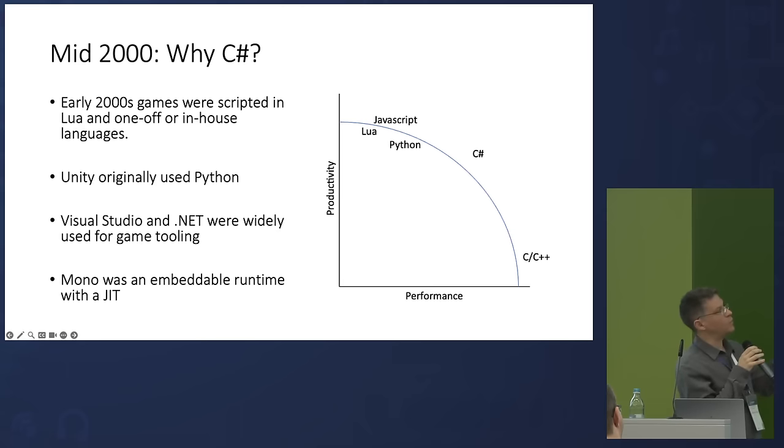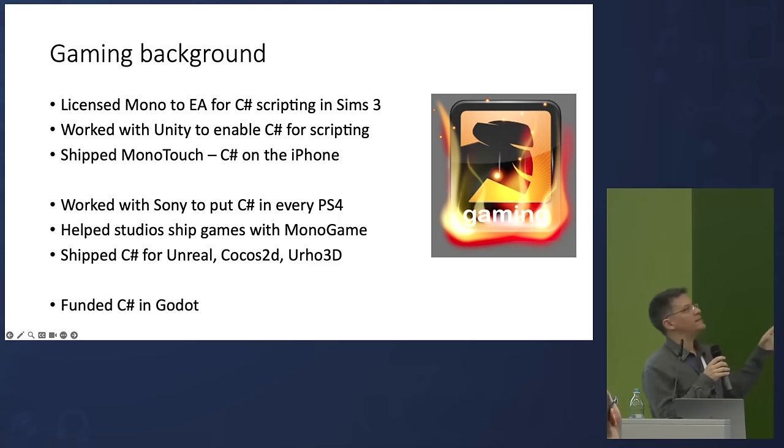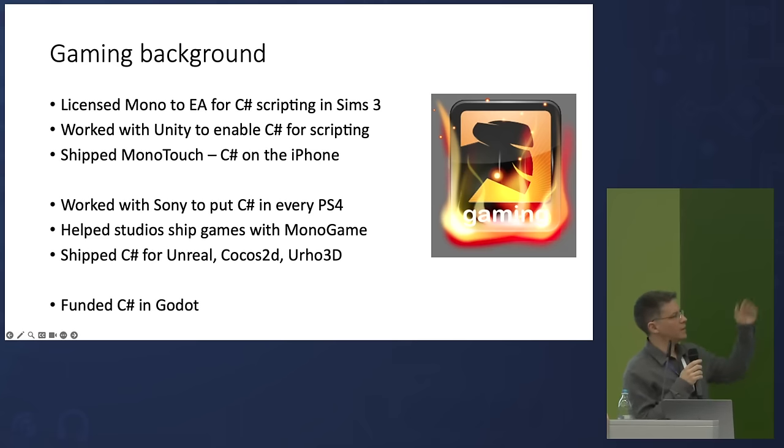So we started to push Mono in the gaming space because it was a solution for a bunch of different problems. We licensed Mono to Electronic Arts for The Sims 3. That was a massive win for us. We worked with Unity extensively over many years to adjust Mono, adapt Mono, and meet the needs of the Unity people for doing C# scripting. Then we did MonoTouch on the iPhone, which led to a bunch of games being built directly on MonoGame or using other technologies.